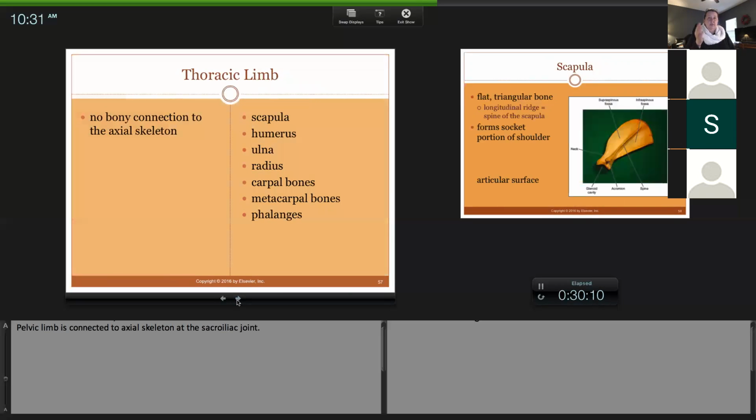Okay, if there are any questions about the thorax or the abdomen.